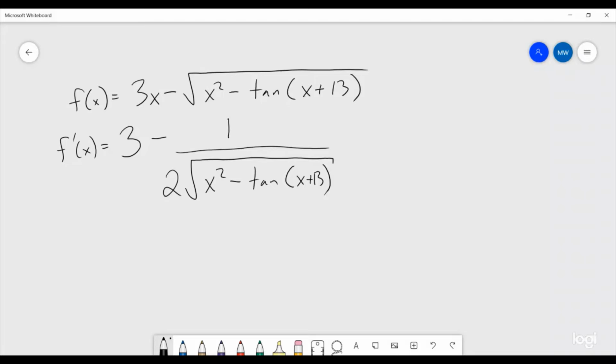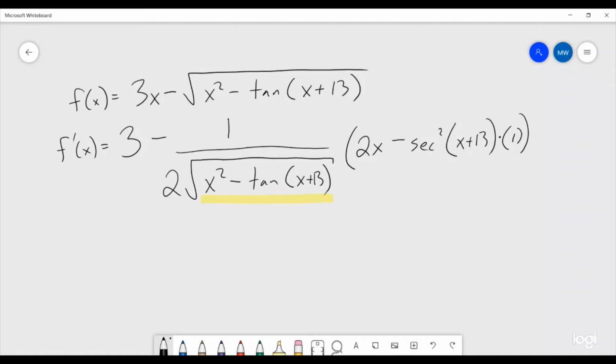But then we have to take the derivative of that, so the derivative of the inside piece, that is going to be times 2x, derivative of x squared is 2x, minus the derivative of tangent is secant squared, so secant squared of x plus 13. X plus 13 is a function inside of tangent, so we have to multiply by the derivative of x plus 13, which in this case is just 1. And so that would be what this derivative would be.